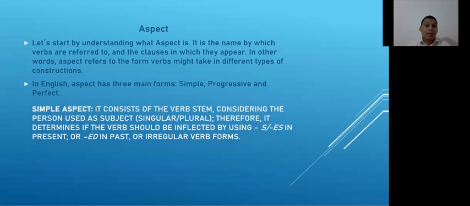Simple aspect. It consists of the verb stem, considering the person used as subject, singular or plural. Therefore, it determines if the verb should be inflected by using s or es in present or ed in past, or irregular verb forms. Let's check out some examples.